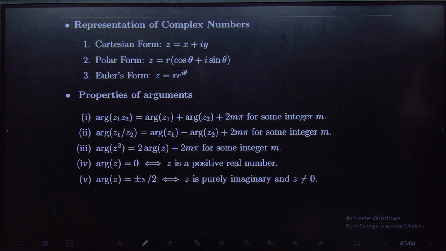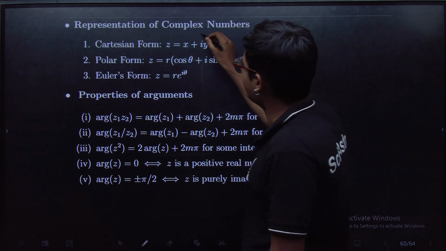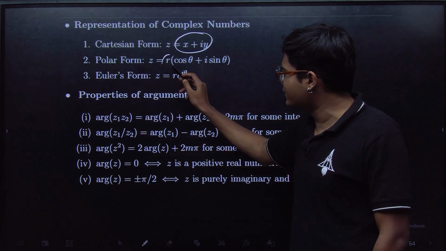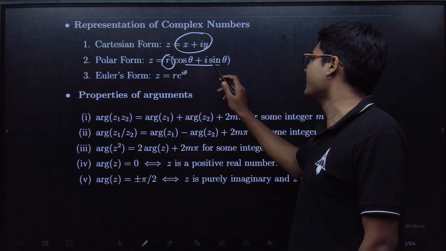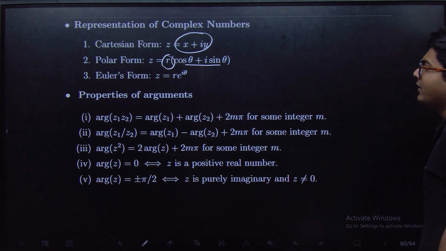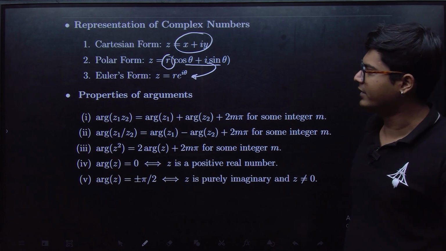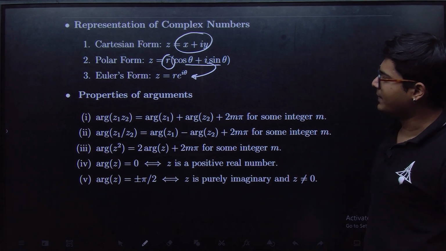Representation of complex numbers, there are three different forms that we'll use. The first one is the Cartesian form, which is the algebraic form. Just write it as x + iy. Polar form is you multiply it with the modulus and you write the remaining thing as cos theta + i sin theta. Euler's form is you just write cos theta + i sin theta as e to the power i theta, and we get z = r e^(i theta).